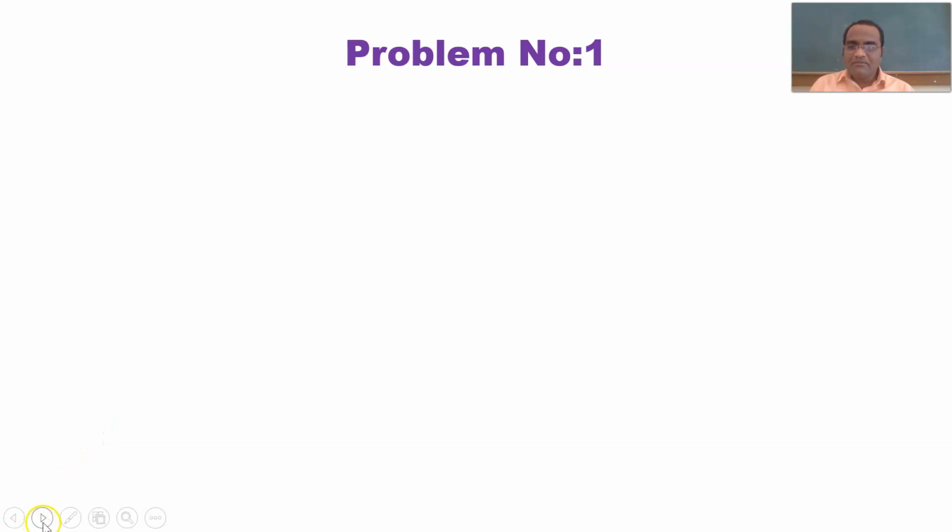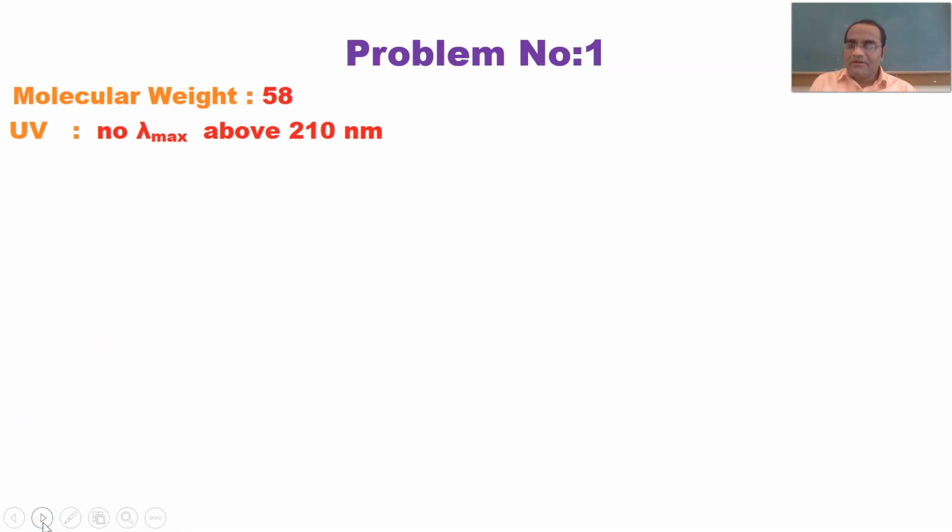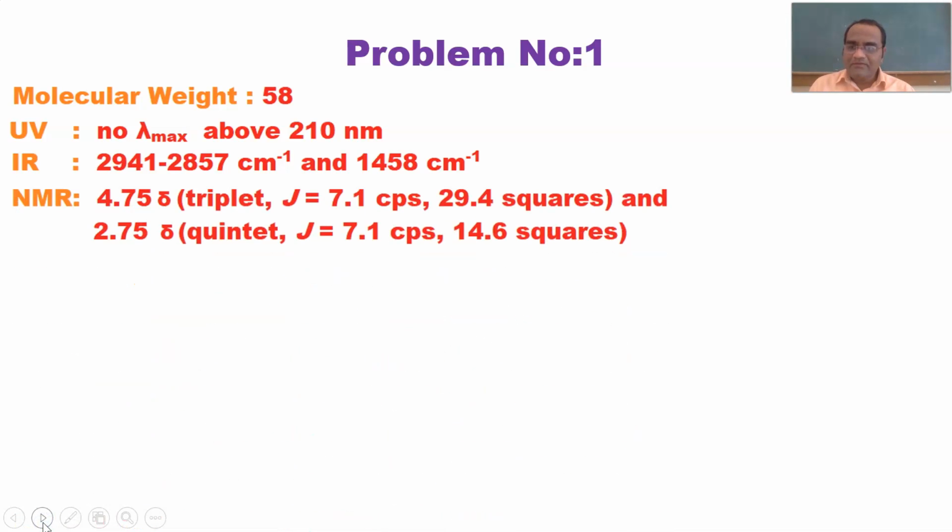We will start with problem number 1. The molecular weight is 58. UV: no lambda max above 210 nanometer. IR: 2941 to 2857 cm inverse and 1458 cm inverse. After that the NMR values: 4.75 delta, a triplet, J value 7.1 CPS, 29.4 squares, and the second signal at 2.75 delta, a quintet, J value 7.1 CPS and 14.6 squares.